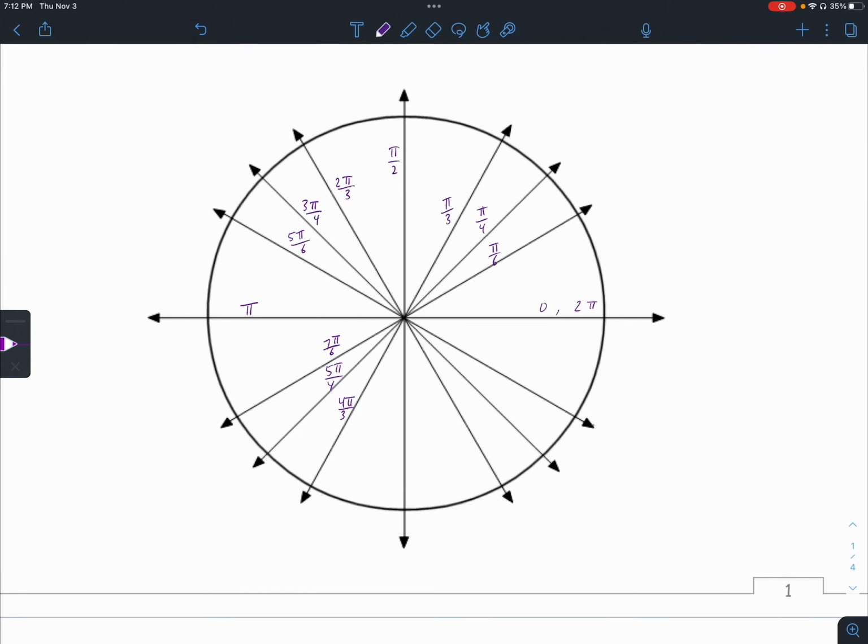Then here we have 270, so 270 is 3 pi over 2. Continuing on here, we have 5 pi over 3. Okay, so that's 300 degrees. Then 7 pi over 4. That's 315 degrees. And then we have 11 pi over 6. So that's 330 degrees.